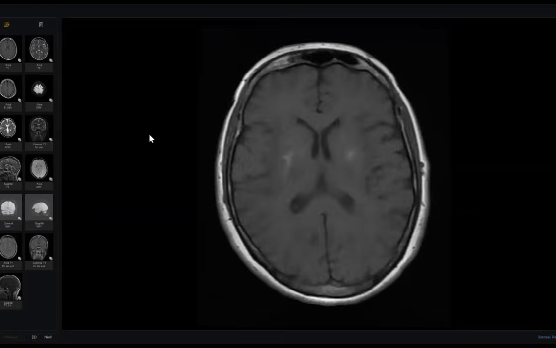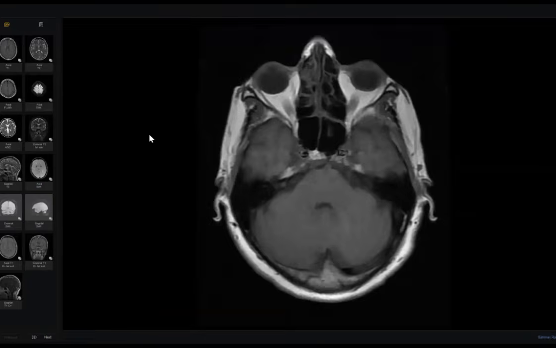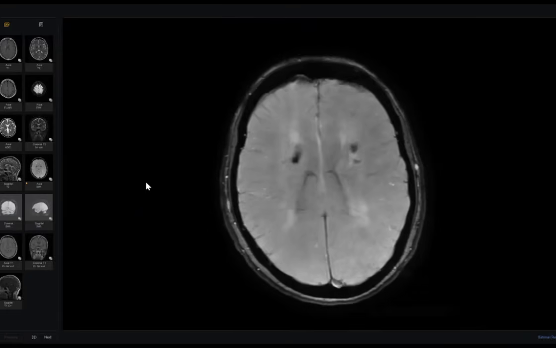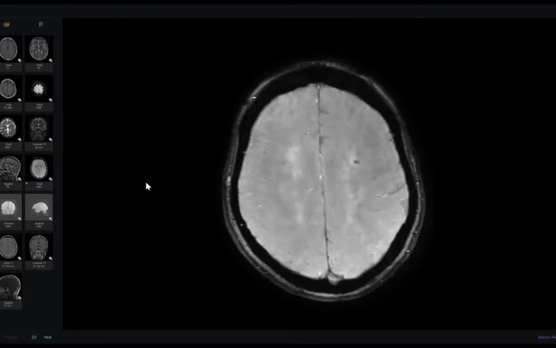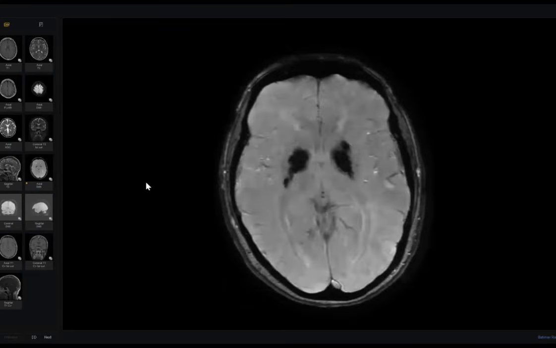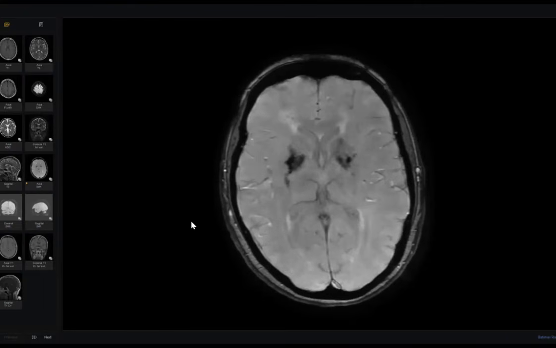Okay, my colleague. Second point, it is a very classic look, especially in SWI. What happened: basal ganglia, corona radiata here, and then down to the dentate nucleus. So this is very classic. The distribution is very, very classic for Fahr disease.